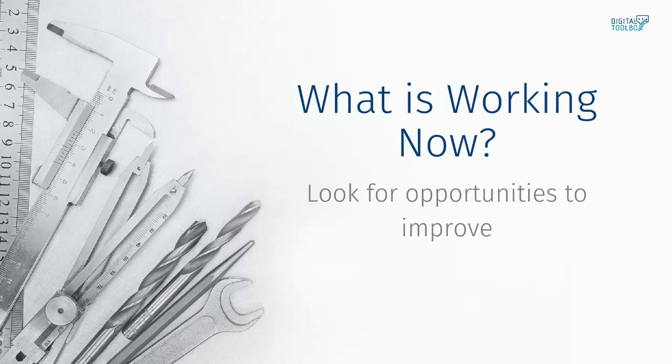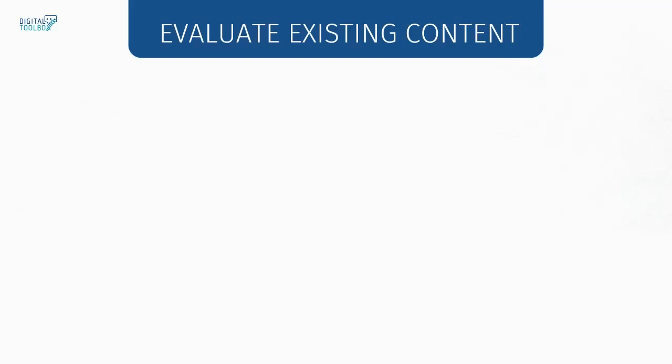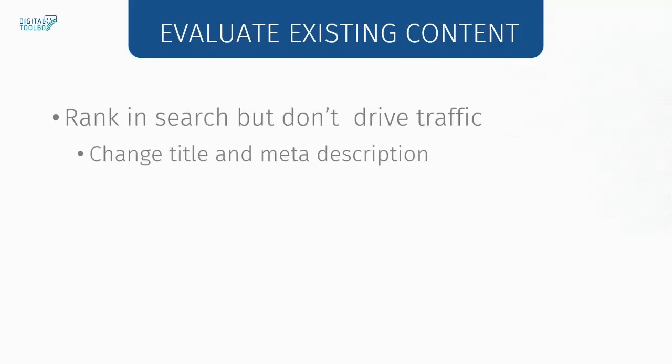And then take a look at what's working now. Look at your best posts and look for opportunities to improve them. So the first thing you want to do is evaluate existing content. If you have content that ranks well in search, but doesn't drive traffic, so you have a blog post that scores well, Google keeps showing it, experiment with changing the title and maybe the meta description.